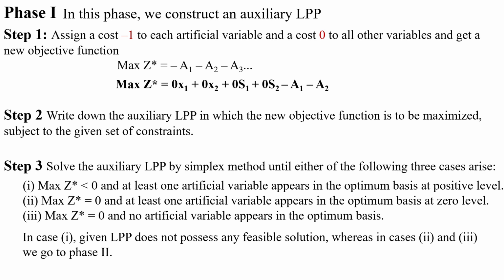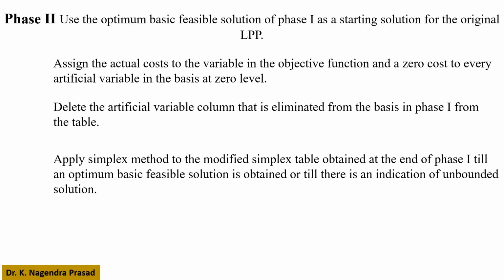So in the above three cases, in case 1, the given LPP does not possess any feasible solution. Whereas in case 2 and case 3, we will get a feasible solution. For this, we go for phase 2. Let's see phase 2.